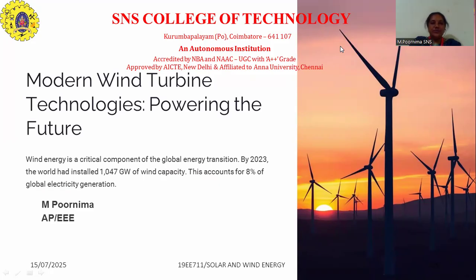Okay. Today, we are going to discuss modern wind turbine technologies, which are powering the future. In these slides, we discuss how wind energy is a critical component of the global energy transition. By 2023, the world had installed 1,047 gigawatts of wind capacity. This accounts for 8.8% of global electricity generation. So this is a small introduction to this topic. Come, let's go into the topic.